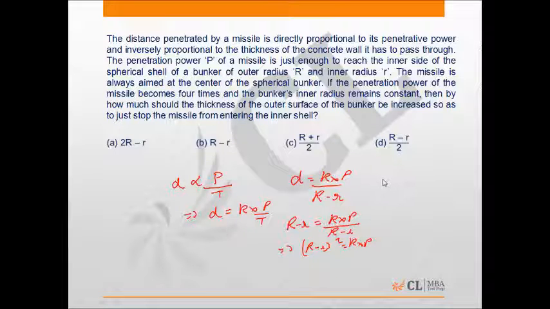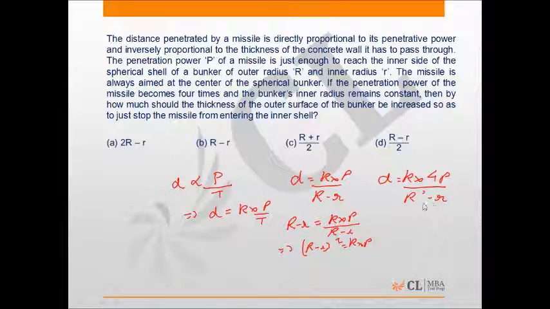The second part of the question now states, if the penetration power of the missile becomes 4 times and the bunker's inner radius remains constant, then by how much should the thickness of the outer surface of the bunker be increased so as to just stop the missile from entering the inner shell? Again, going back to our original equation, which was D is equal to K into P by t, we see that D in this case becomes K into 4P, and the thickness here would be the outer radius, which we can call capital R dash, minus the inner radius.